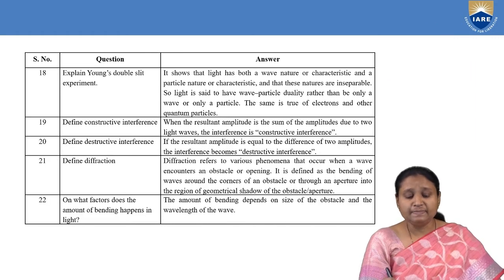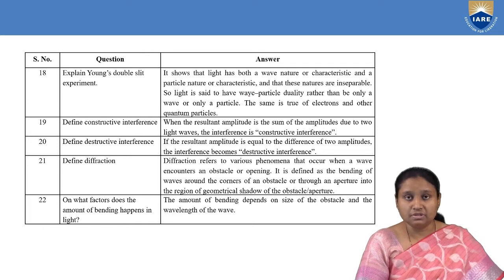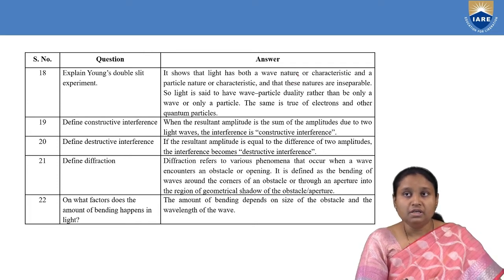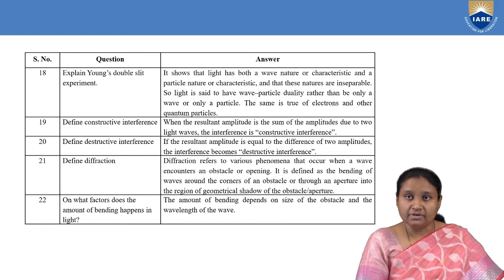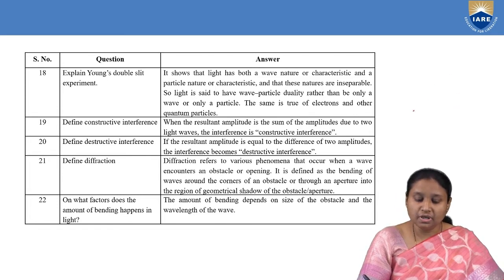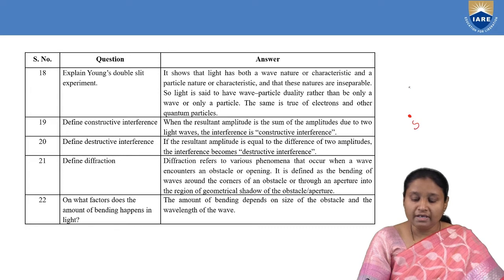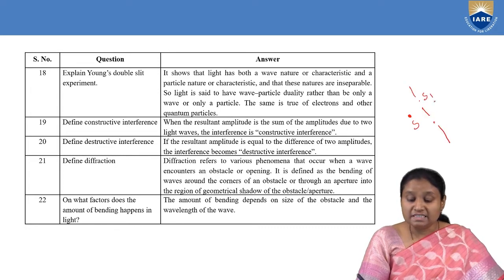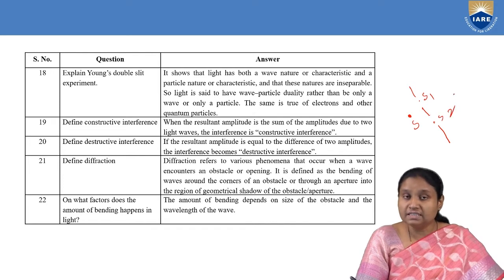The next, explain Young's double slit experiment. So what is Young's double slit experiment? Here, of course, light has both the wave characteristic as well as particle characteristic. In Young's double slit experiment, we are going to take a single source, and light from that single source is made to pass through two different slits. Now these two slits act as virtual coherent sources, and whatever wavefronts get divided at these two slits will be coherent.